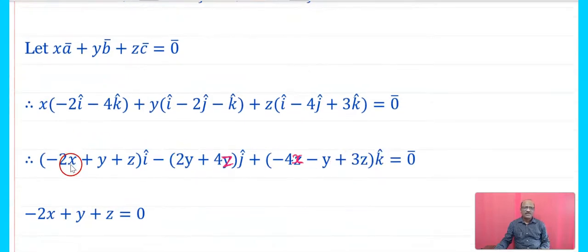Here collect the terms of i cap. First is −2x, second is only y, and the last is z. Therefore we have the terms like this: (−2x + y + z) i cap. The terms of j: from the first bracket there is no term of j, here is −2y, and in the last bracket is −4z.